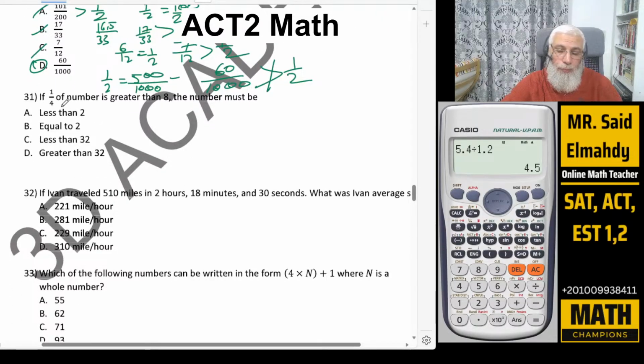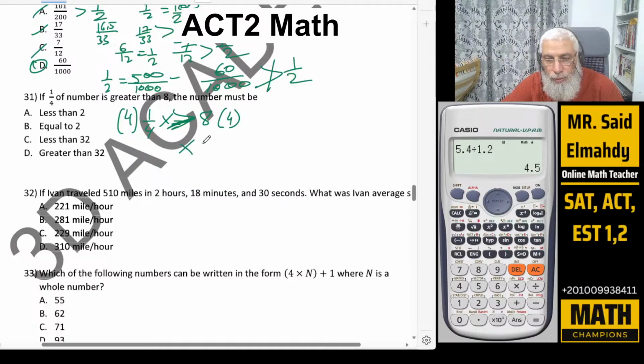Number 31. If 1 over 4 of a number is greater than 8, 1 over 4 x greater than 8, the number must be what number? So we multiply by 4 here, because 1 over 4 multiplied by 4 is just 1, x greater than 32. So the number will be 33, greater than 32, yes.